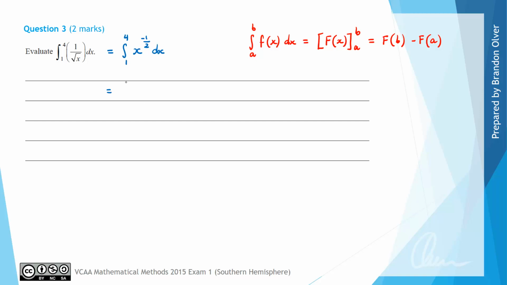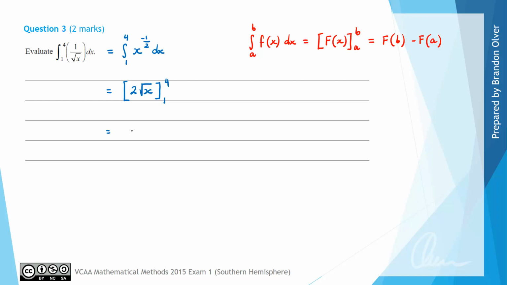And then we're going to calculate the antiderivative, so we're going to add 1 to the power, which will give x to the power of positive a half, and then we divide by the new power. But instead of dividing by a half, we can multiply by 2. So we get 2x to the power of a half, which is the same as 2 times the square root of x. And we're going to evaluate that between 1 and 4.